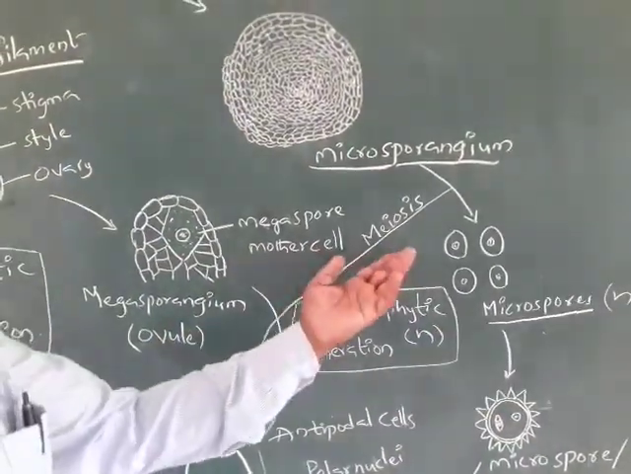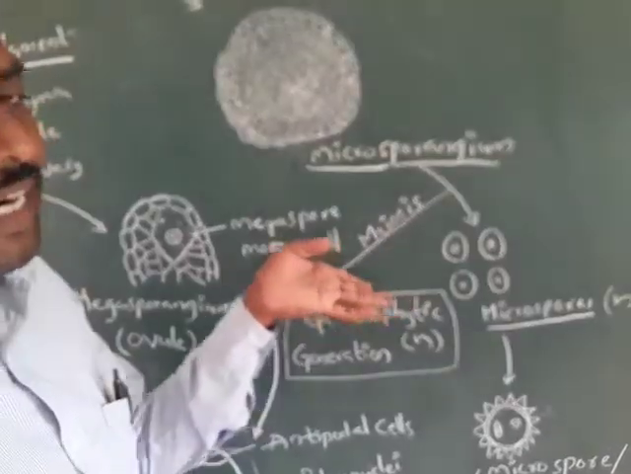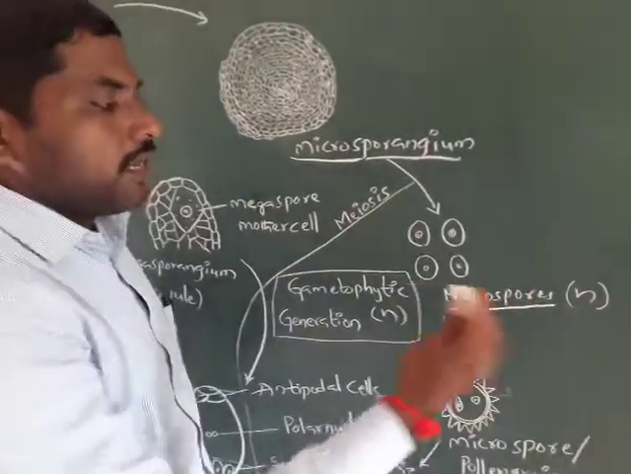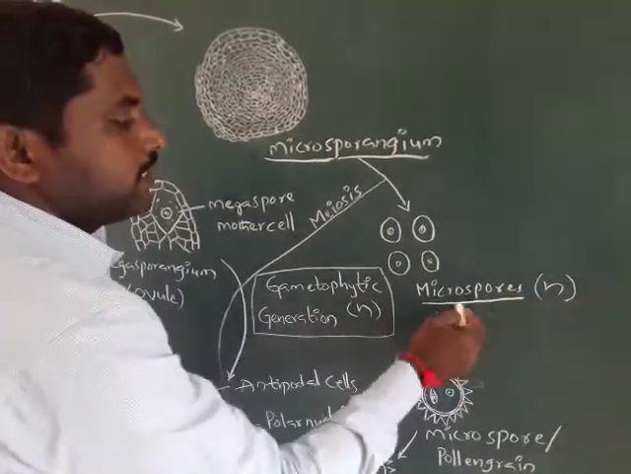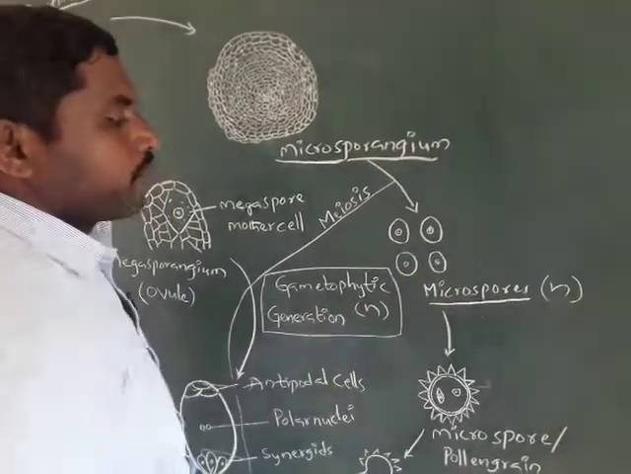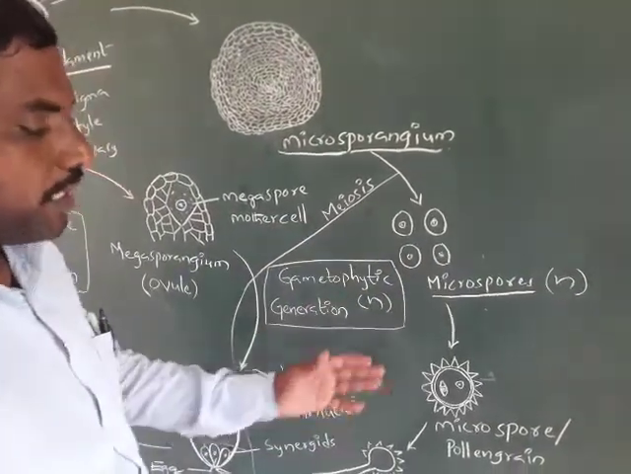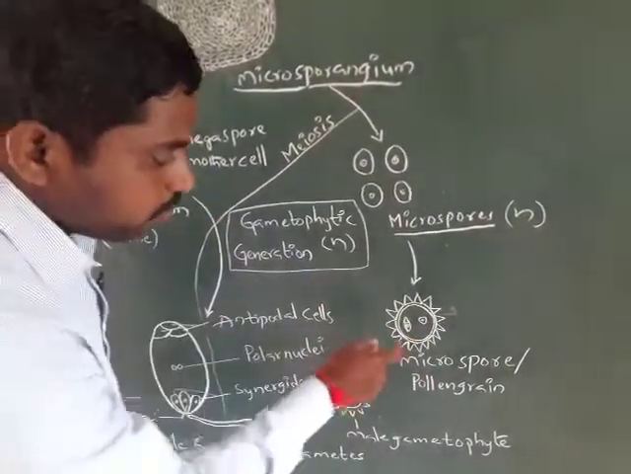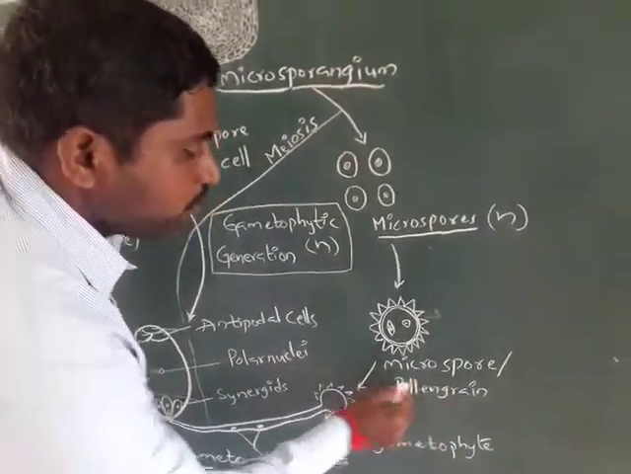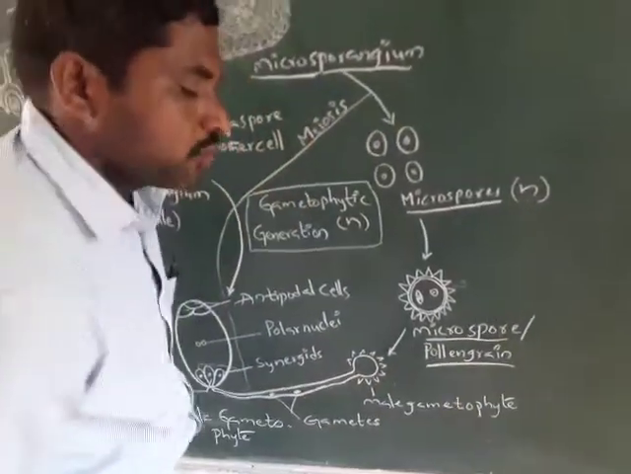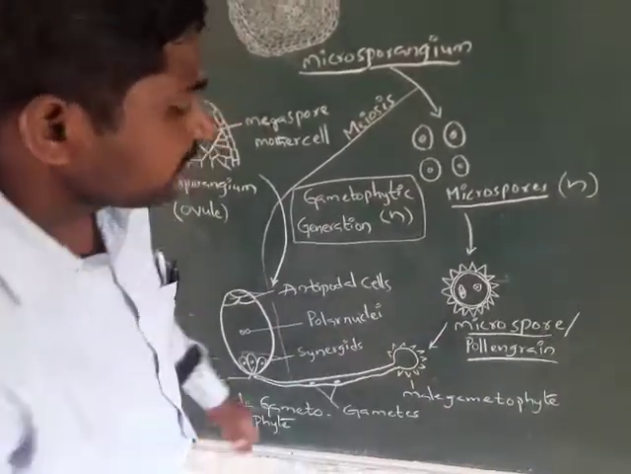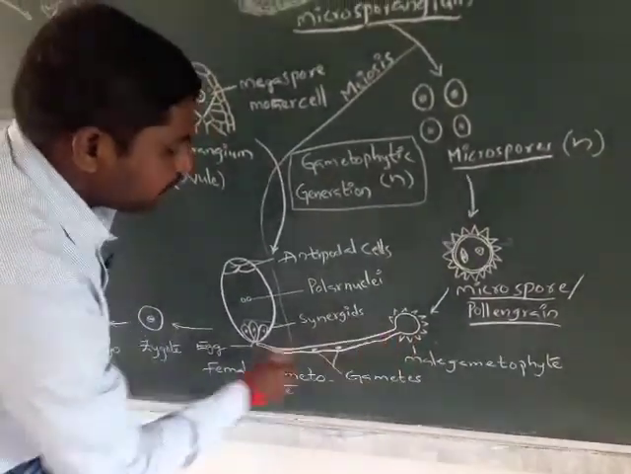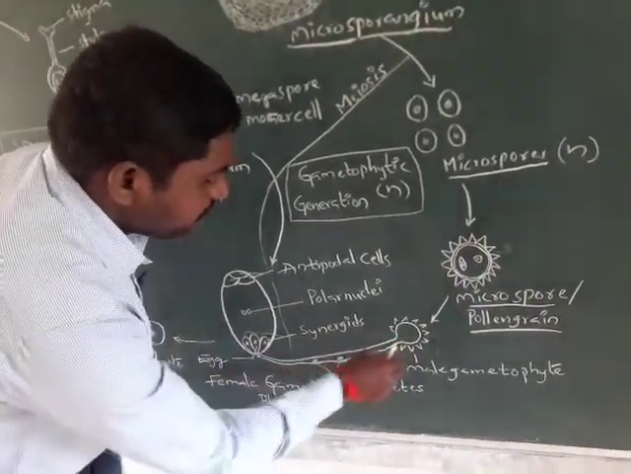Undergoing meiosis means it shows the reduction divisions, and that's why the chromosome number is half of the original number. So here it is haploid in number, and these microspores are released. Here it is a two-celled stage, the microspore or pollen grain. The pollen grain produces the pollen tube.